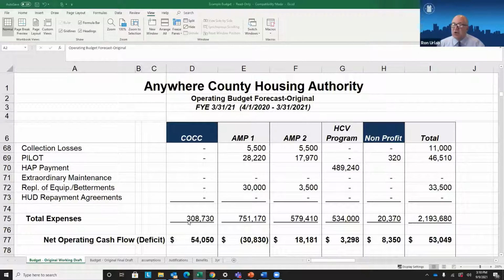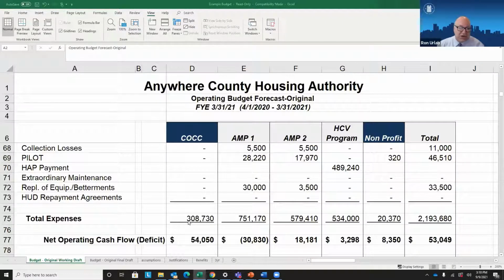Now, here you are as the board looking at these budgets. And yes, you're coming in saying, hey, the total looks pretty good. We're making a $53,000 profit. But that doesn't tell you the whole story. Look at AMP 1. They're losing $30,000. Look at the Housing Choice Voucher Program. They're basically break even, right? And so we really don't have as much information here that we can complete our analysis.